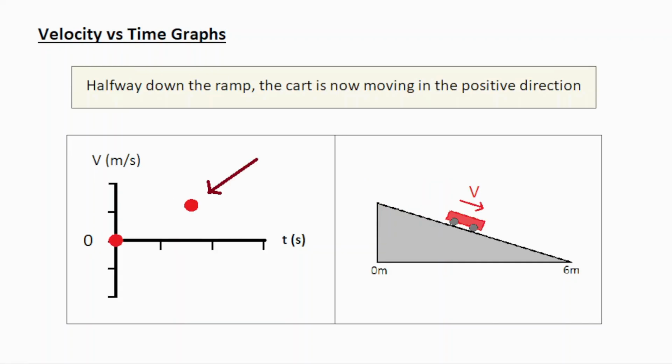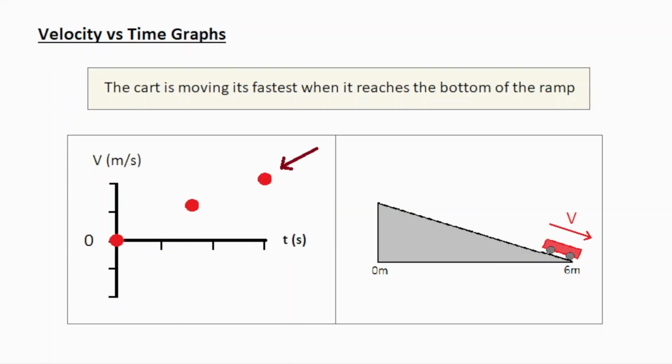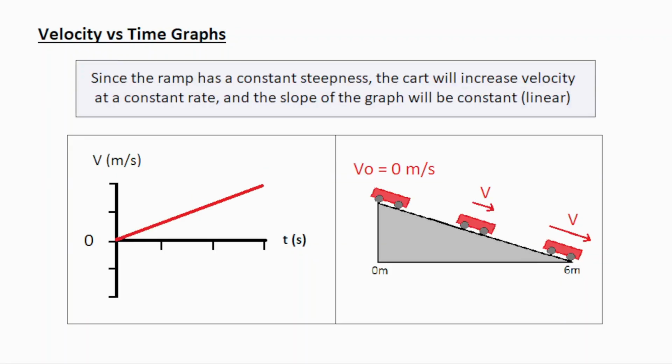Halfway down the ramp, the cart is now in motion. It is moving in the positive direction, so the data is now somewhere in the positive quadrant. And at the bottom of the ramp, the cart is moving even faster, so we increase the velocity on the graph again. Because this ramp has a constant slope, I expect the cart to increase its velocity at a consistent rate, and so this graph of velocity versus time should be linear.